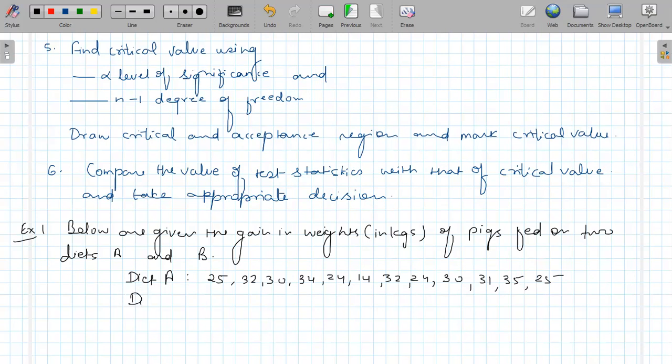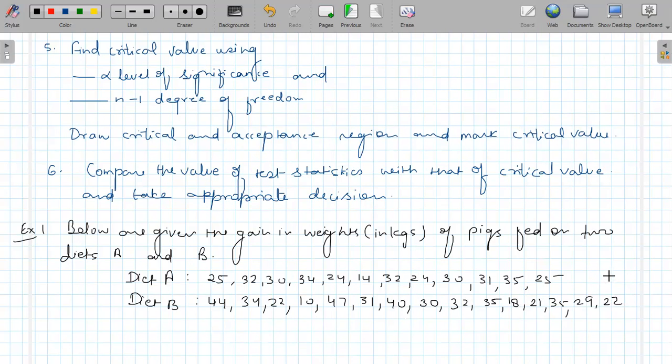Next is diet B, where the weights are 44, 34, 22, 10, 47, 31, 40, 30, 32, 35, 18, 21, 35, 29, 22.